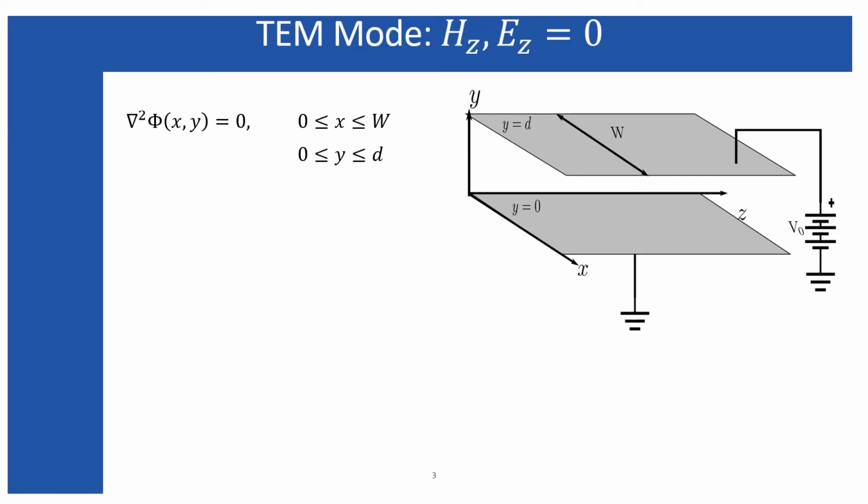The TEM mode. For the TEM mode, we know the longitudinal components of electric and magnetic field are both zero. As I have assumed that the z direction is the direction of propagation, the z component of electric and magnetic field is zero for the TEM mode. The mode can completely be defined by the transverse components, that means the x and y components of electric and magnetic field.